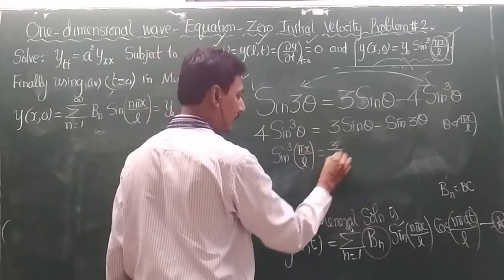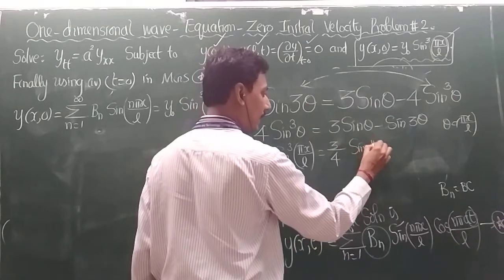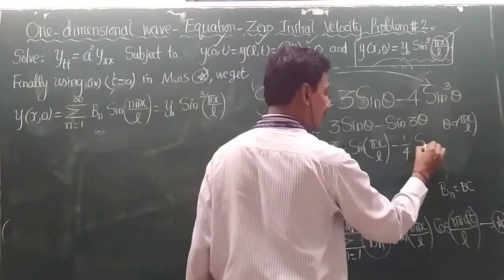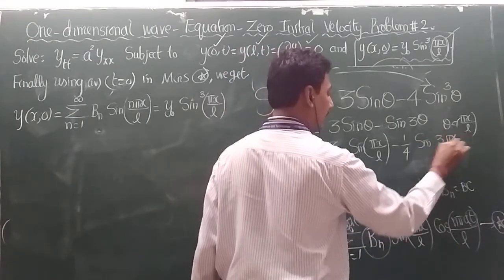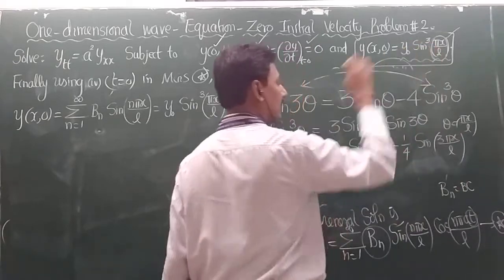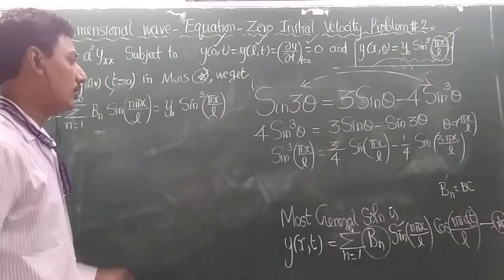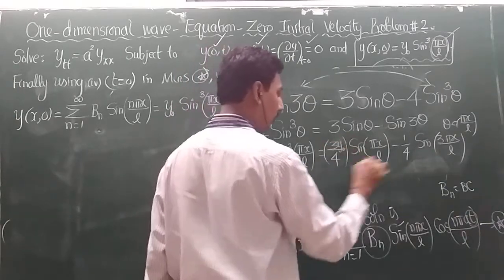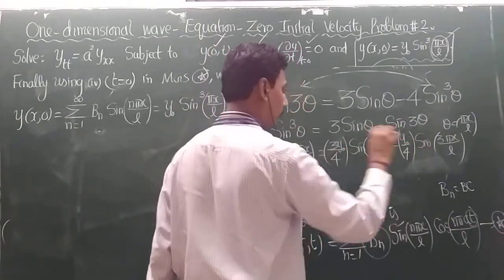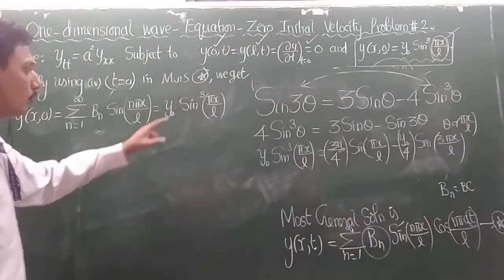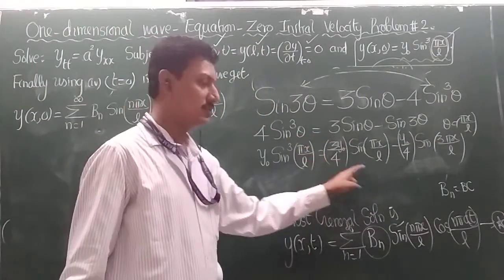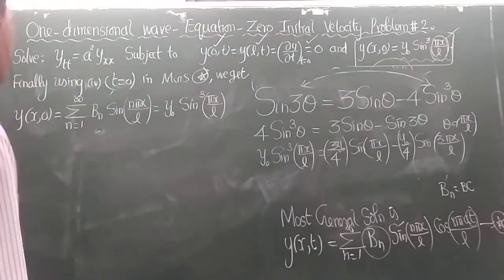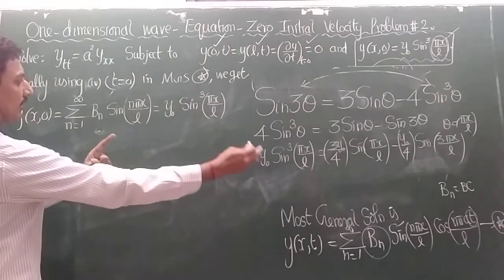So this becomes 3 by 4 sine pi x by L minus 1 by 4 sine 3 pi x by L. And in front of the cube term, I have the y0. So can we multiply the y0 on both these sides? So 3 y0 by 4, and here y0 by 4. So this is equivalent to 3 y0 by 4 sine pi x by L minus y0 by 4 sine 3 pi x by L.